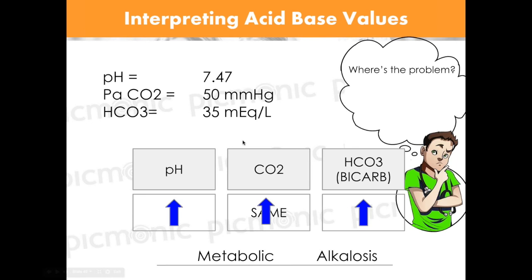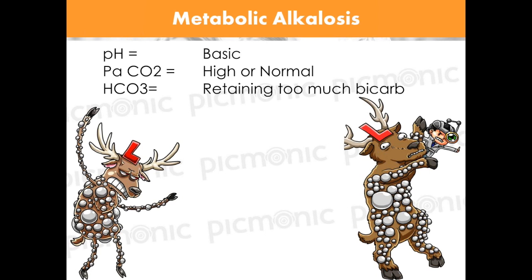So what's going on with this patient? Well, it's a metabolic type problem. Metabolic means what system? Kidney problem. So I'm retaining too much what? Bicarbonate. I'm reabsorbing way too much. It's a renal type problem. So let's look at metabolic alkalosis.